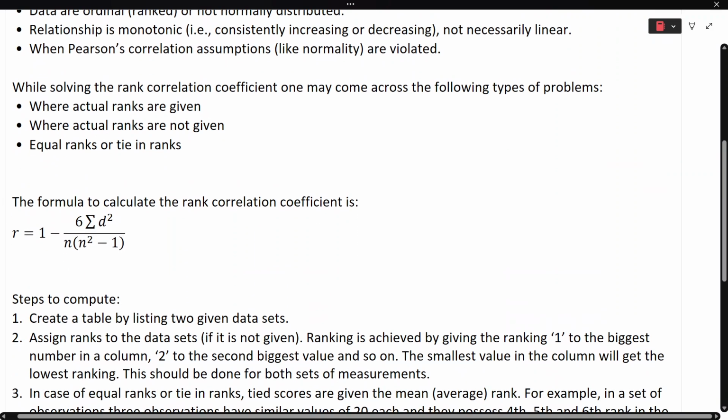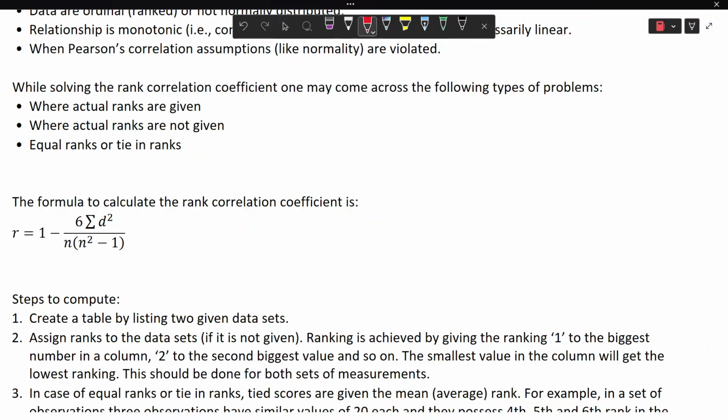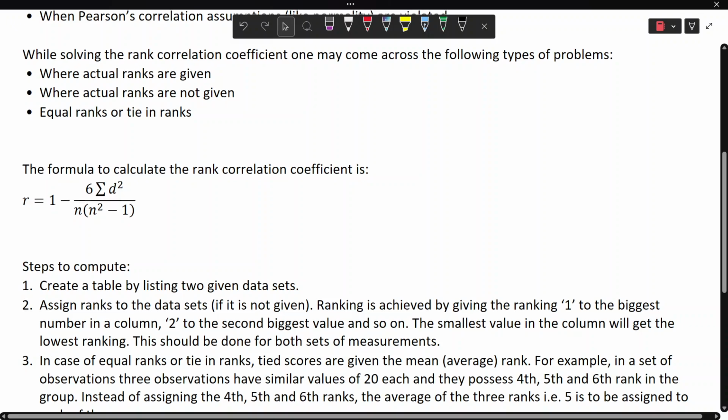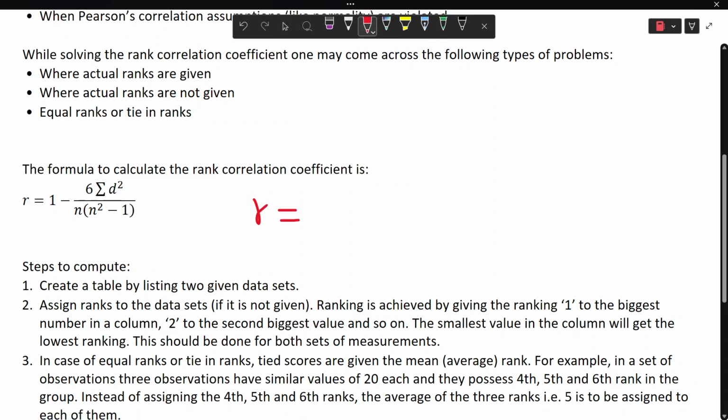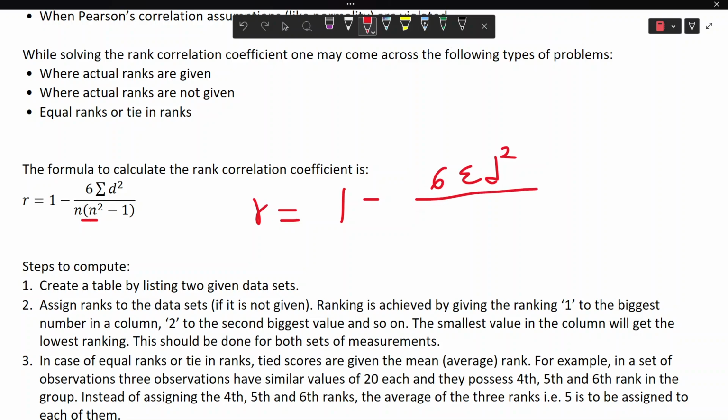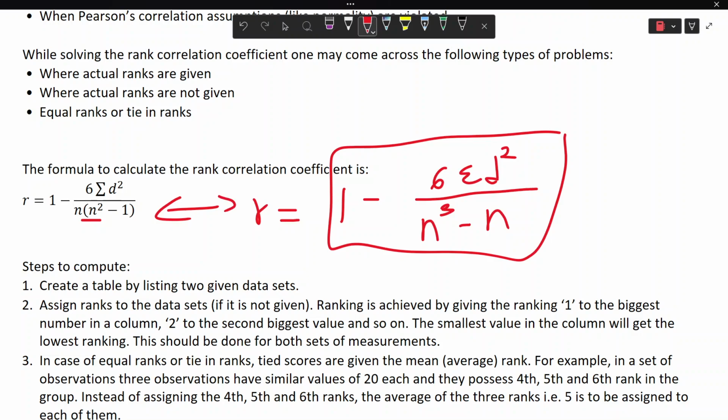Then the formula to calculate the rank correlation is given by R equals 1 minus 6 sigma d squared over n into bracket n squared minus 1. Alright, this formula can also be rewritten as R is equal to 1 minus 6 sigma d squared over n cubed minus n, because when we multiply this n by the n squared, we get n cubed minus n. So either this form or this form, they are the same.